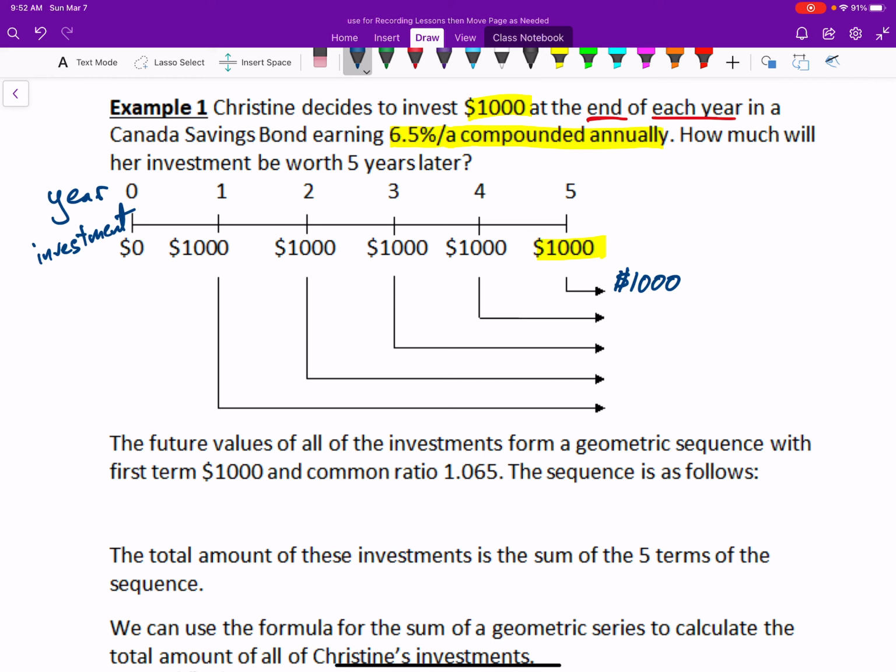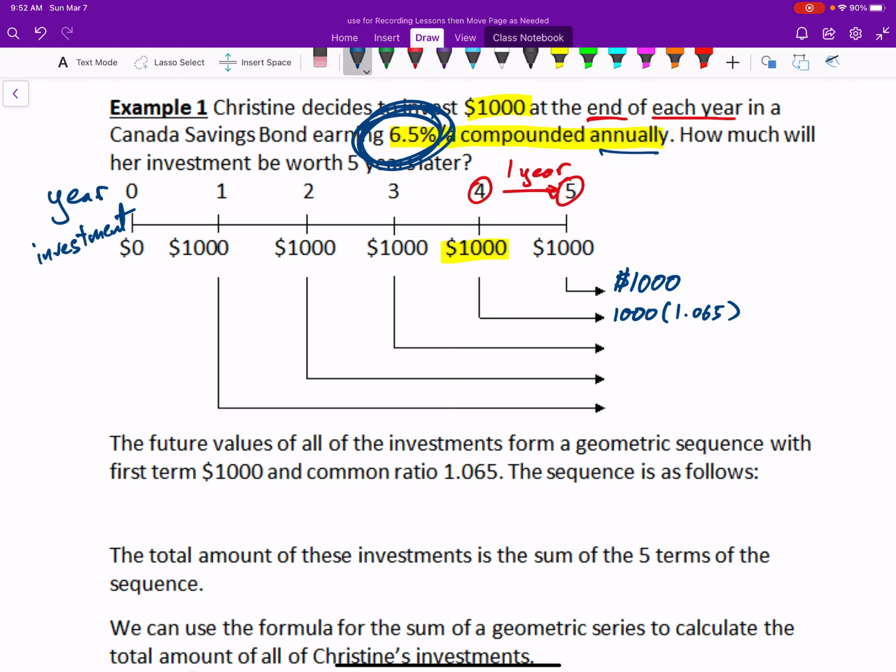But what about the one that she invests 4 years from now? So 4 years from now, she invests $1,000, and then it'll have had 1 year to sit in the bank to gain interest, right? So she invests it at 4, and then at 5, she checks how much it's worth. So 1 year has gone past between these two dates. Well, that $1,000 is going to earn 1.065 because that's my i value, right?